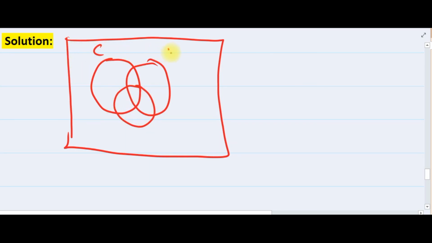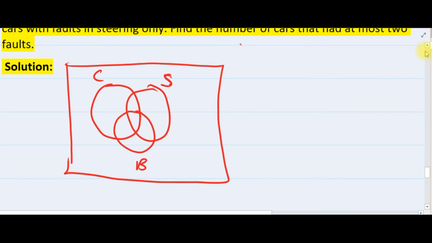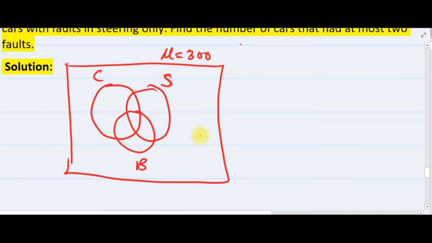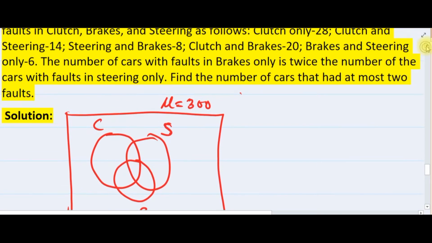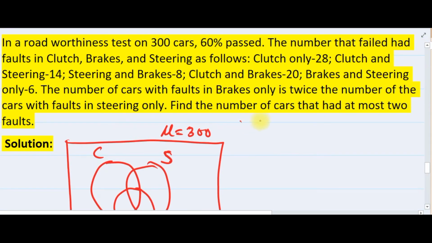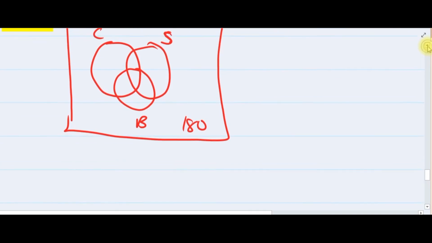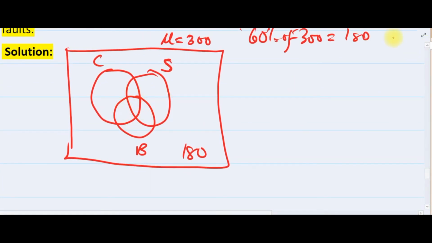Steering, clutch, steering, and brakes. Okay, they said the universal set is 300. The ones that had faults are the ones inside. 60% passed, so meaning 60% of 300 is 180. So 180 passed. So the ones outside is 180, and whatever is inside must be 120. That is the sum of everything here.